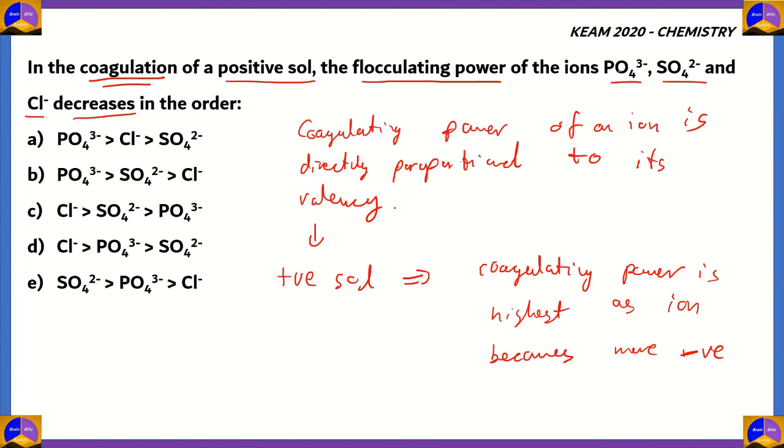Now over here you have PO4 3-, SO4 2-, and Cl-. So that means PO4 3- has the highest flocculating power, and Cl- has the lowest flocculating power. The reason being we are using these ions against a positive sol. So if you were to write the decreasing order, the descending order, that means the most powerful comes first. So PO4 3- should come first.